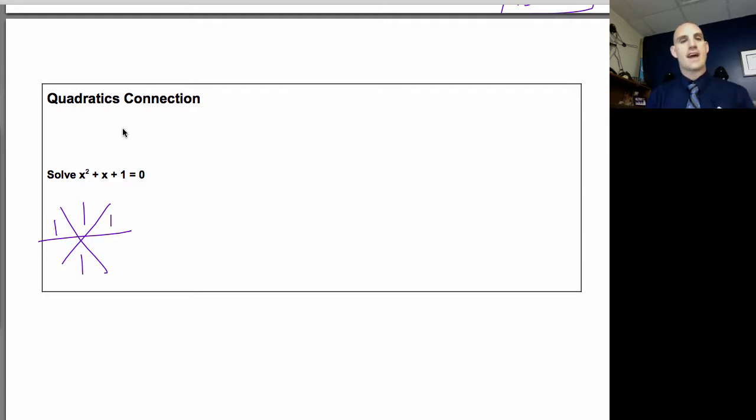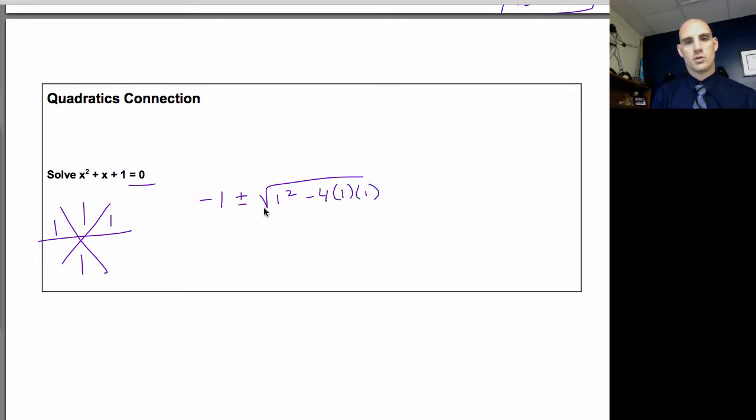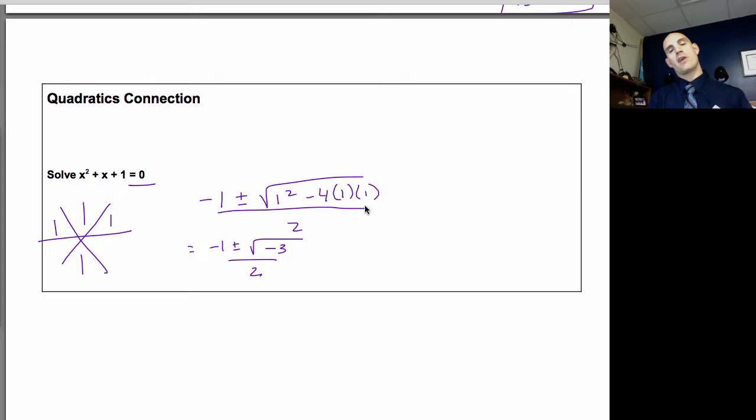And so if I can't use factoring, I've got to go to my next possible form, and that's to use the quadratic formula. I'm equal to 0, so I'm going to have negative 1 plus or minus the square root of b squared, which is 1 squared, minus 4 times 1, which is a, times c, which is 1, over 2a. When I simplify this, I have negative 1 plus or minus the square root of 1 minus 4, so negative 3 over 2.